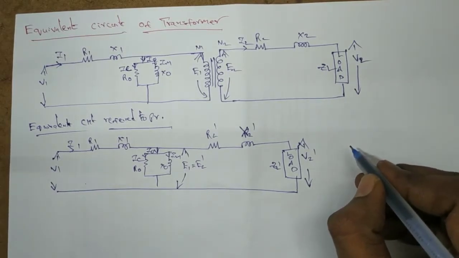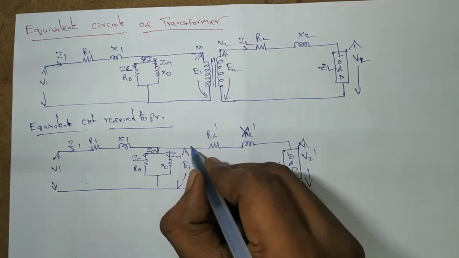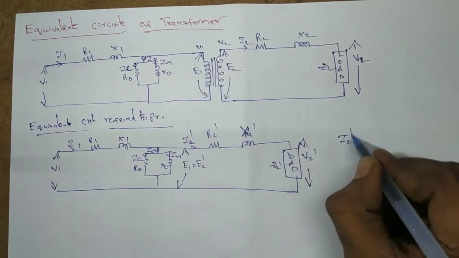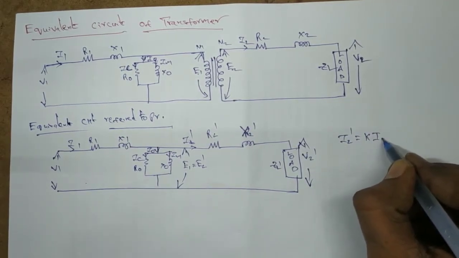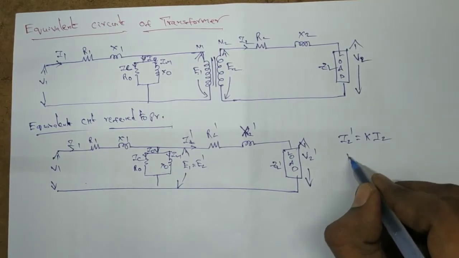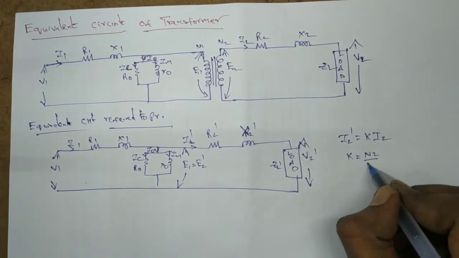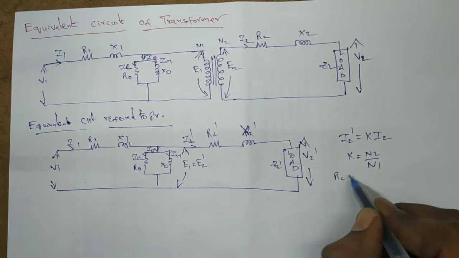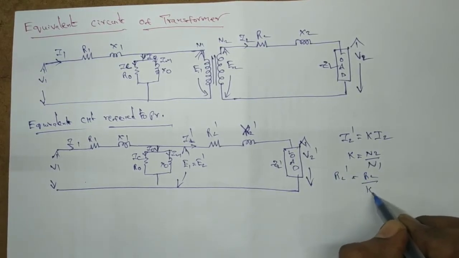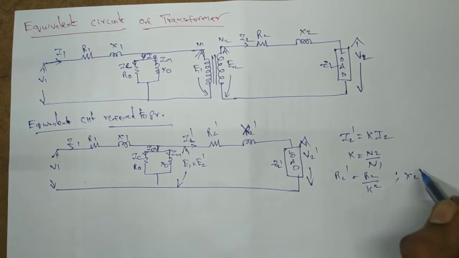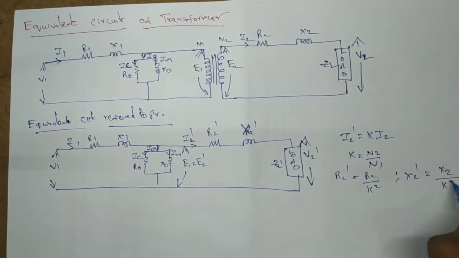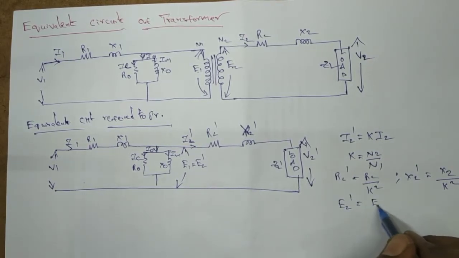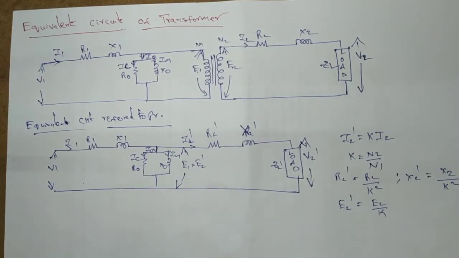Now let us write the formulas. Here first I2 dash, since the current is shifted to the primary, so I2 dash is nothing but K into I2, because K value is nothing but I2 dash by I2, and K is equal to N2 by N1, which is the transformation constant or transformation ratio. Next R2 dash is given by R2 by K square, and X2 dash is given by X2 by K square, and E2 dash is given by E2 by K. These are the formulas for the equivalent circuit referred to primary.